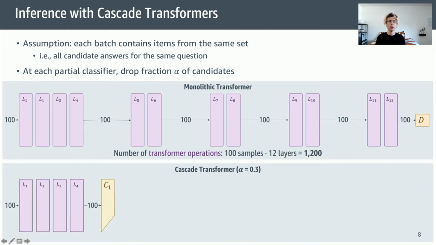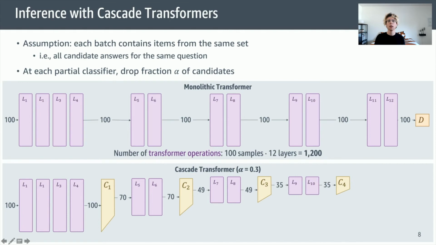our Cascade Transformer works a little bit differently. For the first few layers, we work with the same batch size, but then we use the first partial classifier to throw away 30% of our candidates, resulting in a batch size of only 70. Then the second classifier can be used to further reduce the batch size to 49. After using the third one, the batch size goes down to 35, and the final layers only receive a batch size of 25, which is a quarter of the initial batch size.